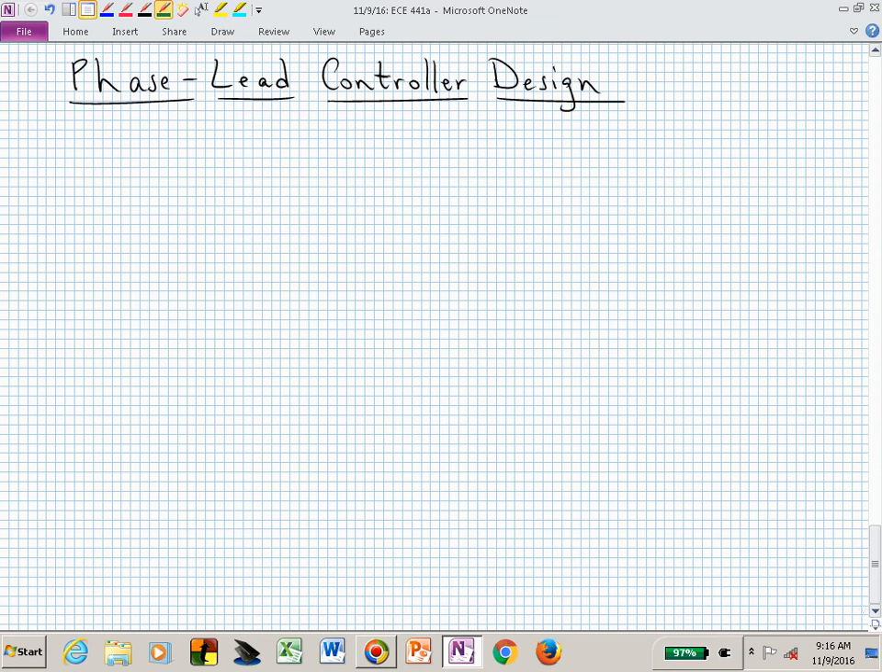Let's see if we can now design a phase lead controller, using our phase angle condition to locate where the pole of our controller is actually going to live. And what do we have when we have a phase lead controller? What's the structure look like for our controller? What did we say last time? What's G sub C of s look like? It's more than just a gain, right? If we just had a gain, G sub C would be K.